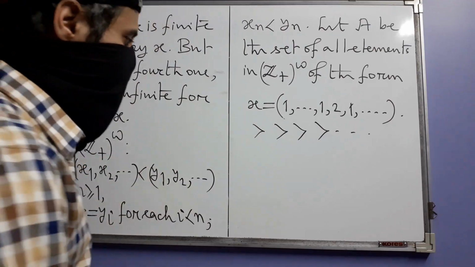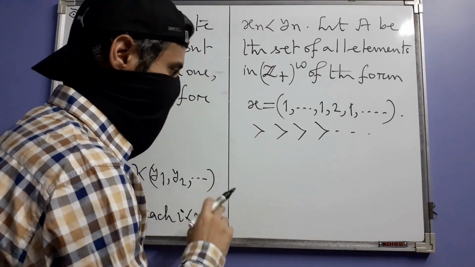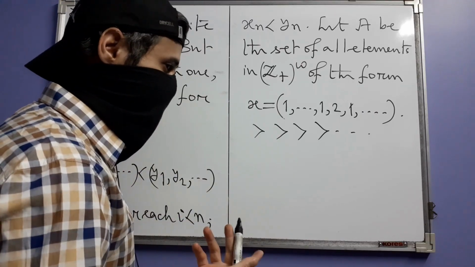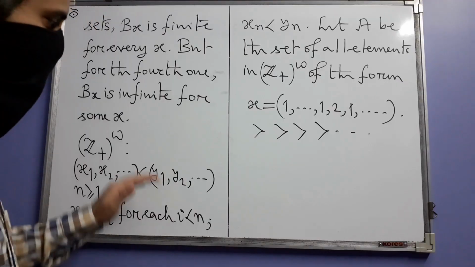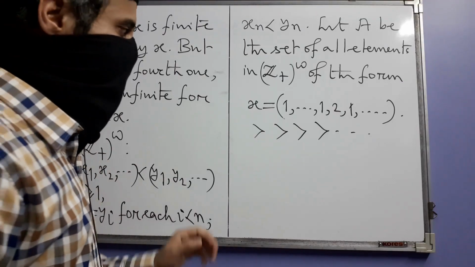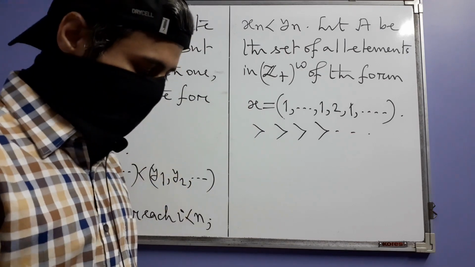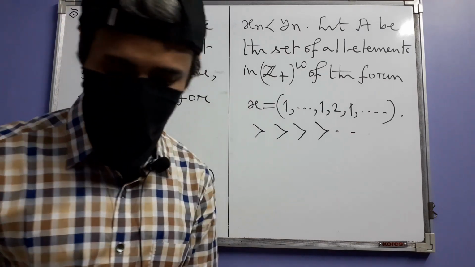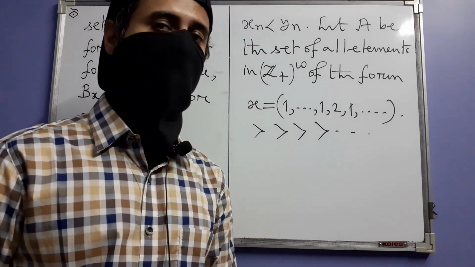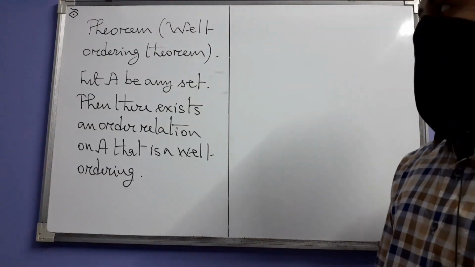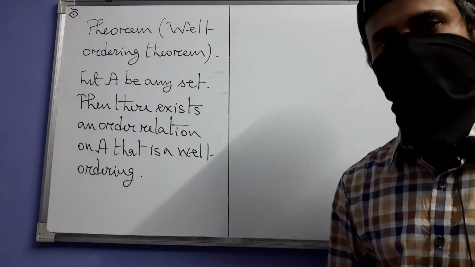Fine. So if this dictionary order fails to make it well ordered, is there any other order with respect to which this will become well ordered? And the answer surprisingly is yes. And it is one theorem. So that theorem itself is called the well ordering theorem. So this theorem, its name is the well ordering theorem.